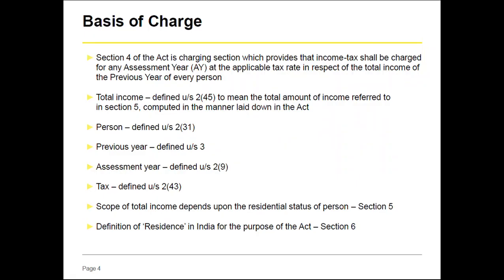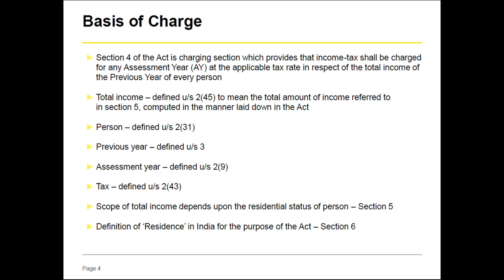Section 4 is the charging section of income tax. Total income is defined under section 2(45). Person is defined under 2(31). Previous year is defined under section 3. Assessment year is defined under section 2(9). Tax is defined under 2(43). The scope of total income depends upon the residential status of a person, as defined under section 5.